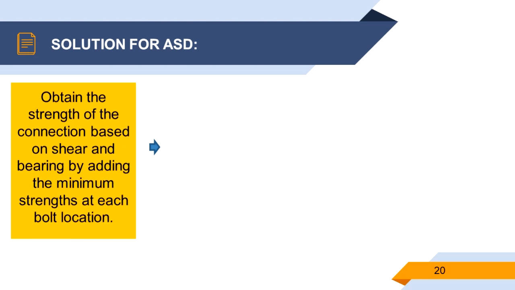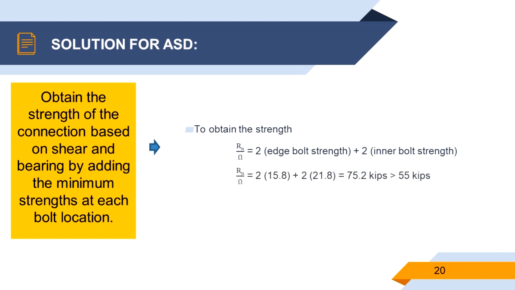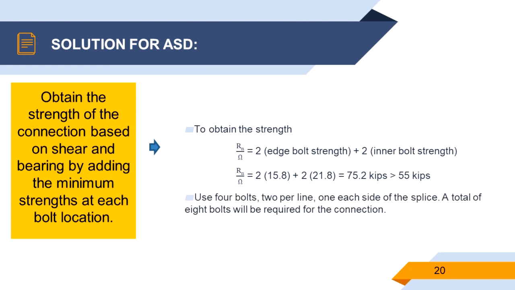Obtain the strength of the connection based on shear and bearing by adding the minimum strength at each bolt location. To obtain the strength, Rn divided by the safety factor is equal to 2 times the edge bolt strength plus 2 times the inner bolt strength, which is equal to 2 times 15.8 plus 2 times 21.8, which is equal to 75.2 kips, which is greater than the 55 kips. Use 4 bolts, 2 per line, 1 each side of the splice. A total of 8 bolts will be required for the connection.